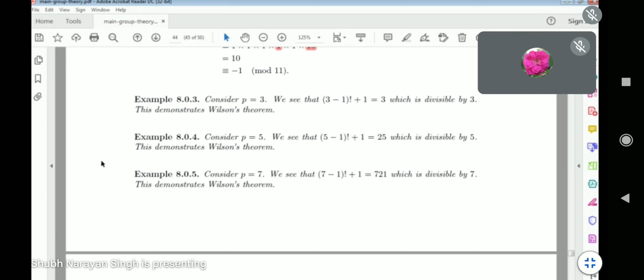When p is equal to 3, think about it. Then p minus 1 factorial plus 1 is 3 minus 1 factorial plus 1, which is nothing but 3. And you know that this is divisible by itself, 3. That means this example demonstrates Wilson's theorem.